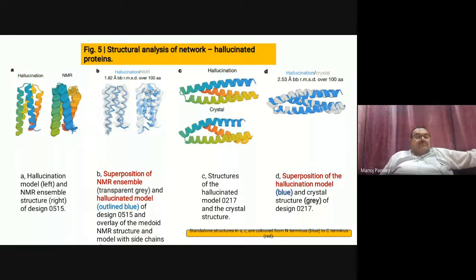Second, we represent the superimposition. Superimposition of NMR ensembles, transparent gray, and the hallucinated model, outlined in blue, of the designed 0515, and overlay the models with the side chains.